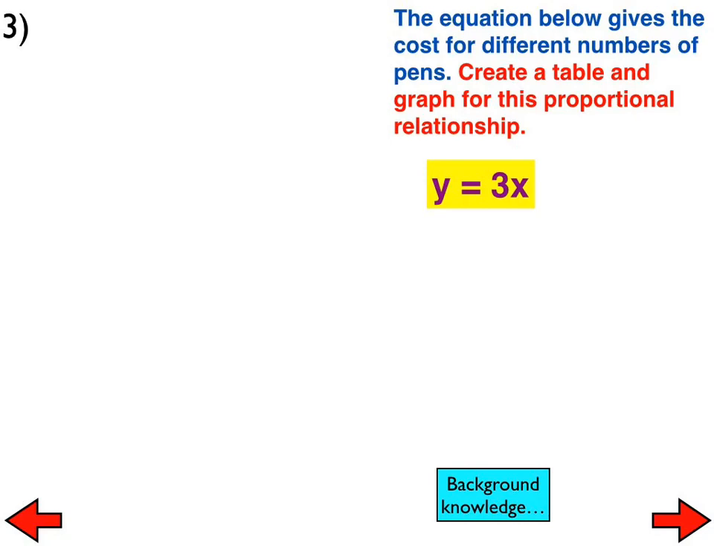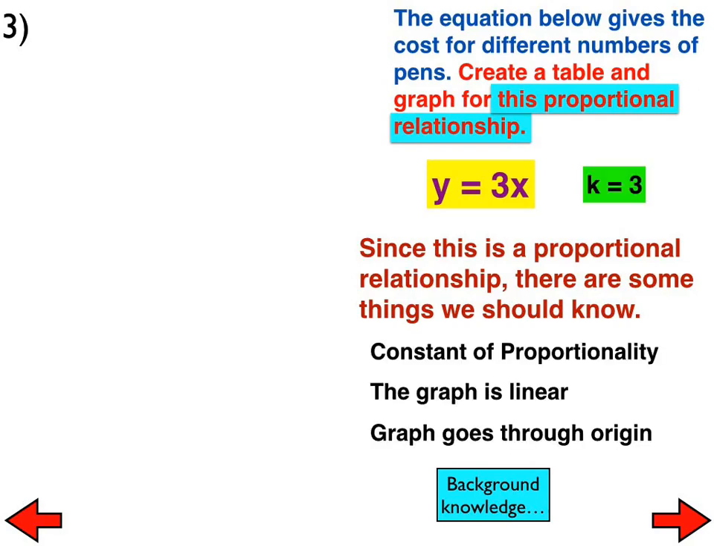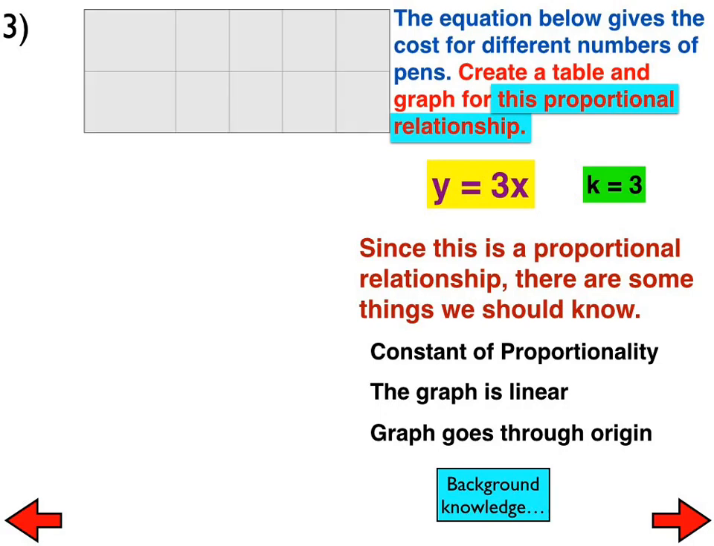All right, let's continue with this review. This time I give you an equation. If you wanted to find a table from that, first of all, we know that this is a proportional relationship, so we know that 0, 0 is going to be in our table. We know that the graph is linear. And we know that the constant of proportionality is 3 because, for about the 7th or 8th time today, the slope is the constant of proportionality.